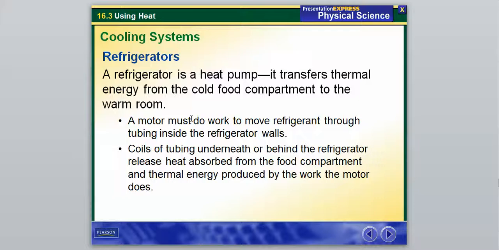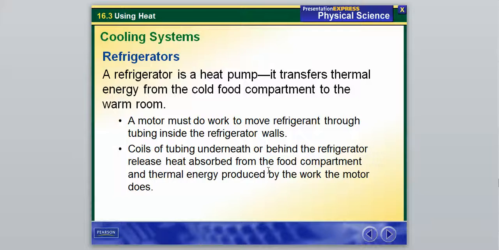But you have to think that thermal energy has to go somewhere. It usually goes out into the warmer room, so the refrigerator is doing work to move it. It's colder on the inside, but it still wants to remove the heat it has and get as much of it as possible out to the warmer surrounding area. The reason that's allowed to happen is that a motor does work to move refrigerant through tubing inside the refrigerator walls, and the coils of tubing underneath or behind the refrigerator release the heat absorbed from the food compartment and the thermal energy produced by the work the motor does.